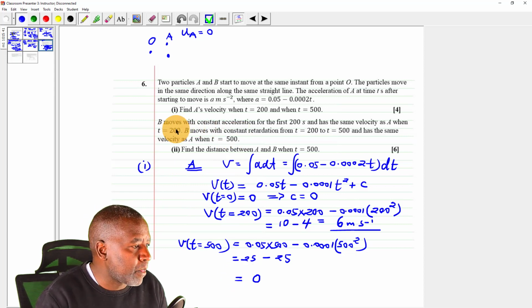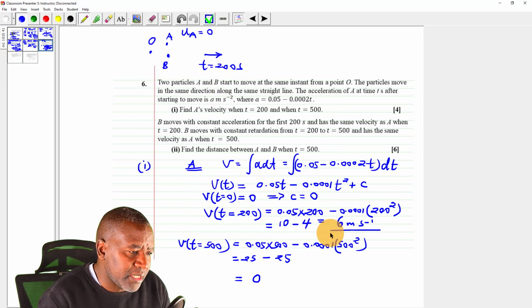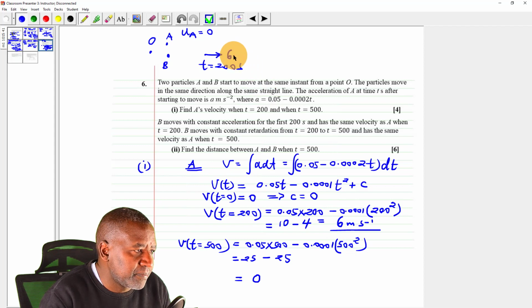Let's look at part 2. We are told that B moves with the constant acceleration for the first 200 seconds and has the same velocity as A when t is equal to 200. So this is B. After a time equal to 200 seconds, its velocity will be the same as 6 meters per second.